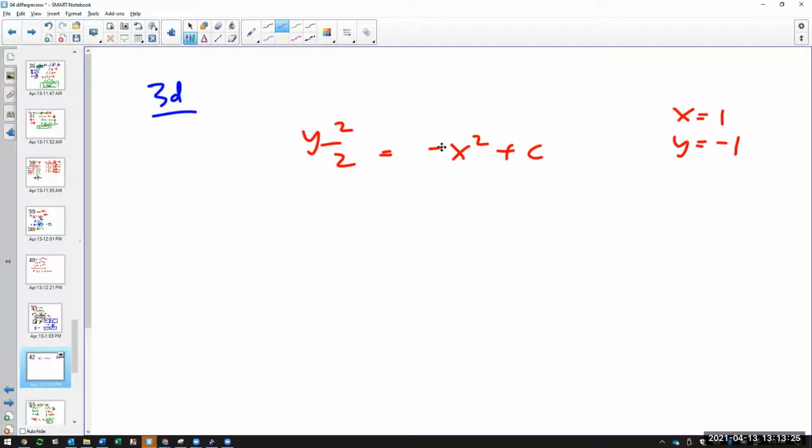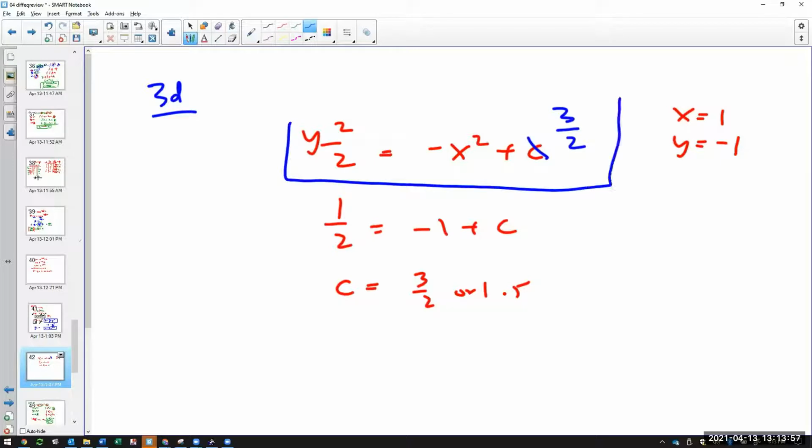So this would be plug in -1 here. Be careful, -1 squared is not negative. -1 times -1 is +1. If you plug in 1 here, you get -1 plus c. So did you get c was equal to 1.5 or 3/2? Okay, so you come up here and put in 3/2. This is basically your answer. You just need to solve for y.